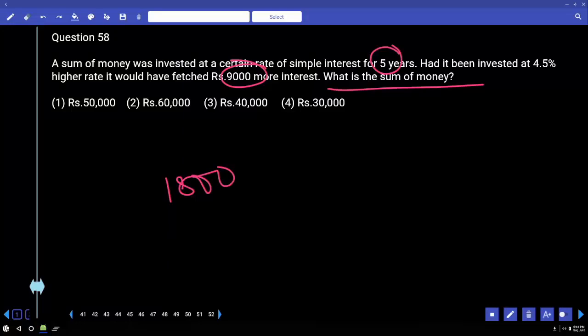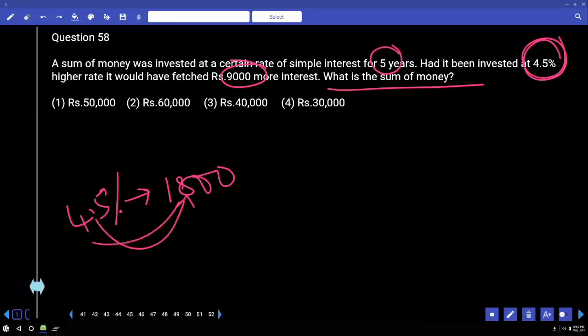That difference occurred due to an increase in interest rate by 4.5%. 4.5% is nothing but 1,800. What is 100%? That is 4 times, so option 3, 100%. Here we need to look at the per annum value. It is 5 years, so the per annum value is 1,800.